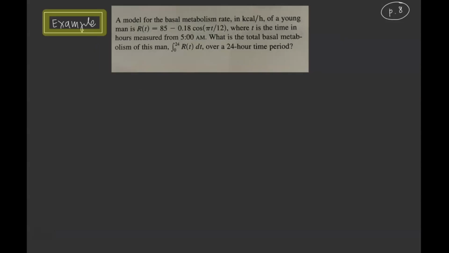The next example we'll look at is an application, a model for the basal metabolism rate in kilocalories. I'm pretty sure that's kilocalories per hour of a young man is R of t equals 85 minus 0.18 cosine pi t divided by 12, where t is the time in hours measured from 5 a.m. What is the total basal metabolism of this man? 0 to 24 of R of t dt over a 24-hour time period.